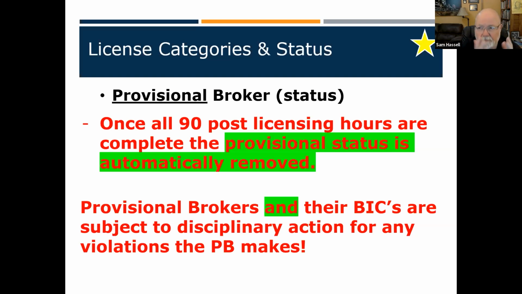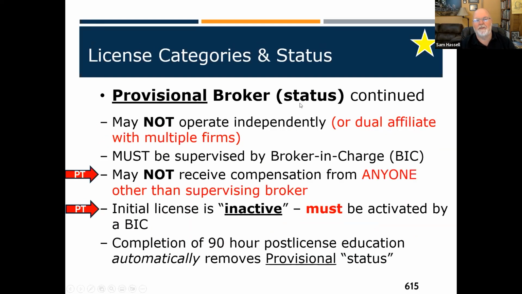All right. So when a broker in charge takes on a provisional broker, it's a pretty big step. So you're going to face an interview and they're going to make sure that you are who you are and what you want to do. A provisional broker status. This is you again. You cannot work independently or dual affiliate with multiple firms. If you're a full broker, you can affiliate with multiple firms, okay? Not as a provisional broker, all right? You can only work for one broker in charge, right? So you have to be supervised by that broker in charge.